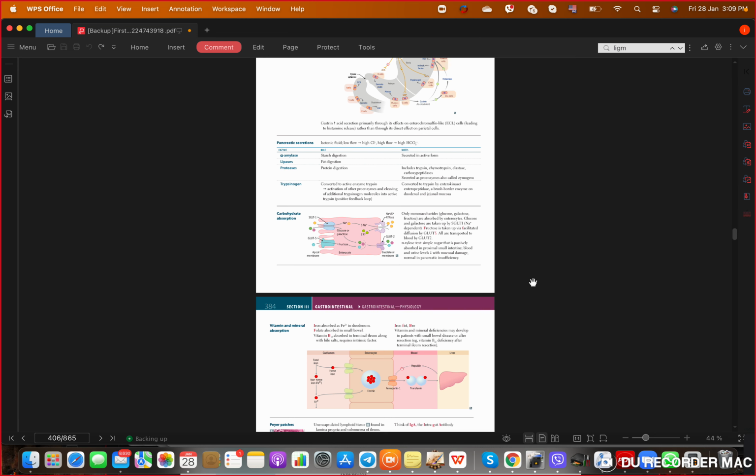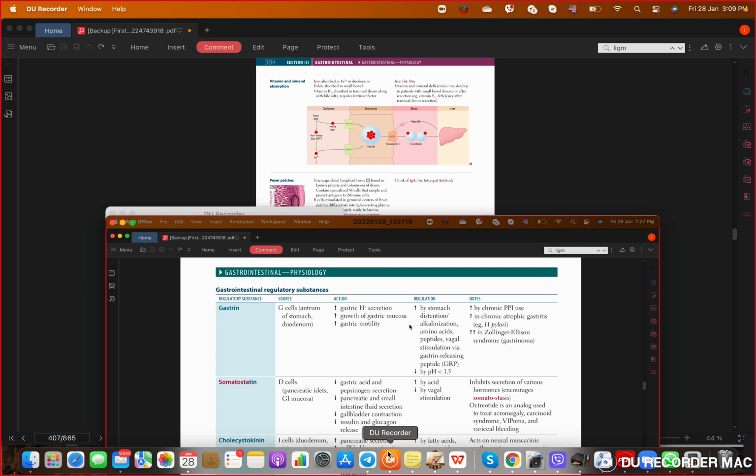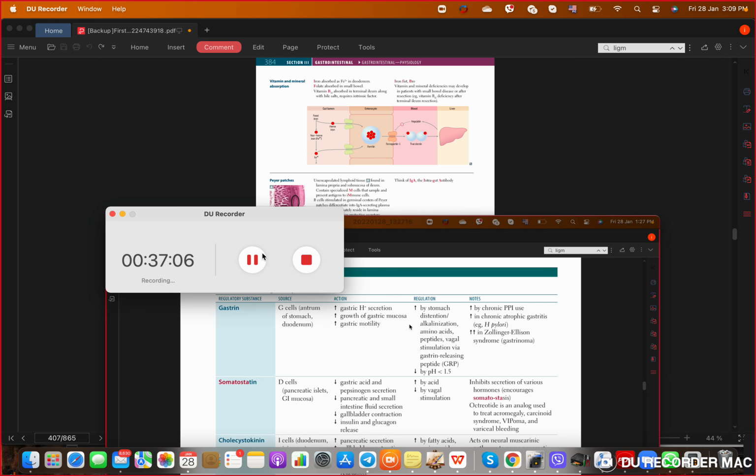So carbs don't need pancreatic enzymes. Okay, Doc. Good. Let me just take a look at this. Okay, let's take a little break.